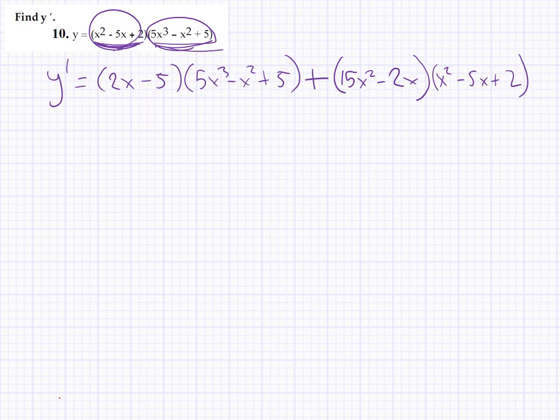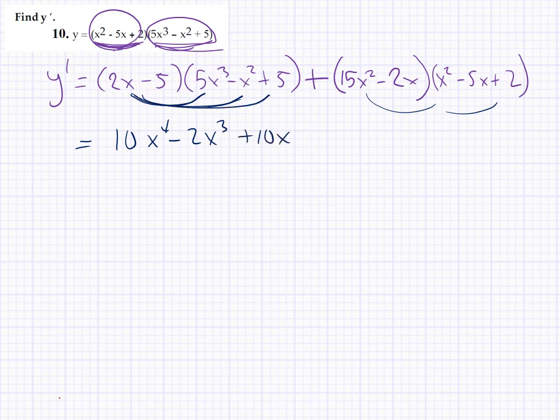Now, that's not the answer we're going to give because we're going to then distribute all this out and collect like terms. But our derivative is basically done being taken. So we multiply the 2x times the 5x cubed. We're going to get 10x to the fourth. Then we're going to get minus 2x cubed. Then we're going to get plus 10x. Then we'll multiply the negative 5 in. We're going to get negative 25x cubed. Then we're going to get positive 5x squared. Then we're going to get negative 25.